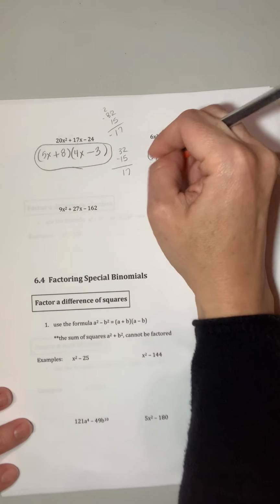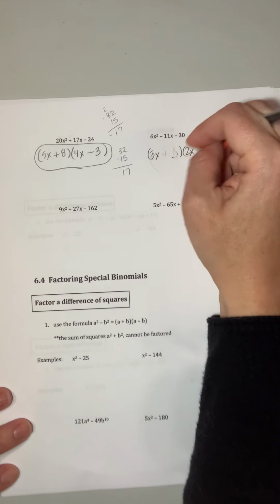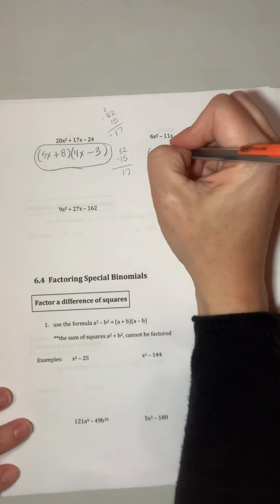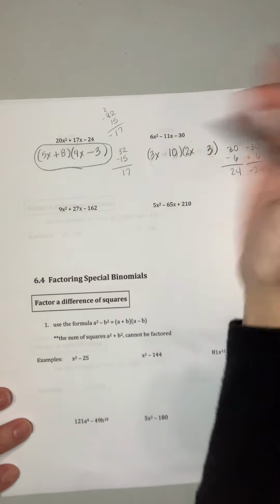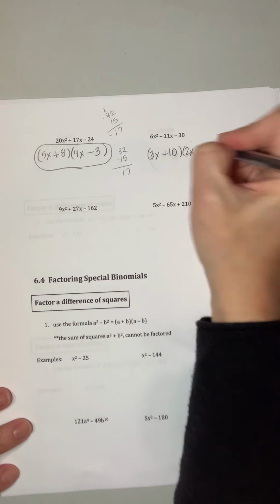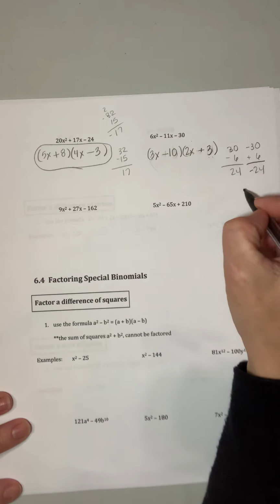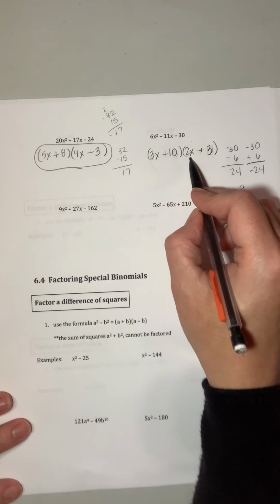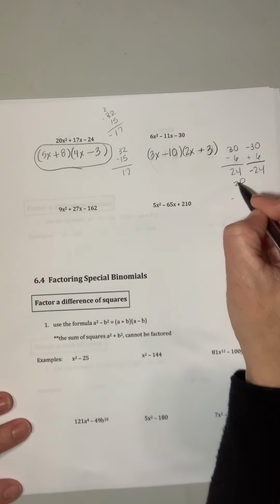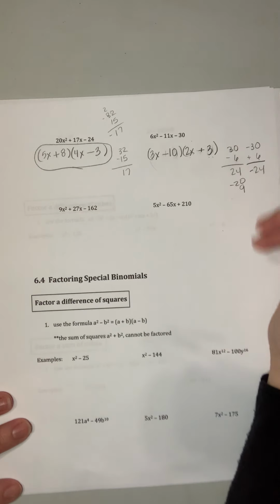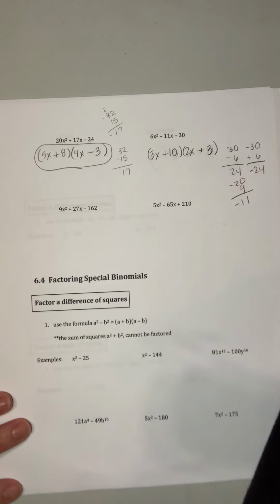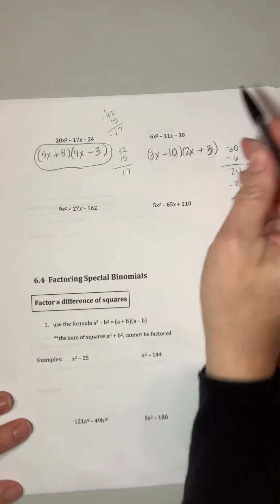So if flipping the signs doesn't help, flip the numbers. 10 and 3. Put the negative and then the positive. So now I have 9 and negative 20. And when you have one of each, you subtract, and you get negative 11, which is what we want. So there's your final.